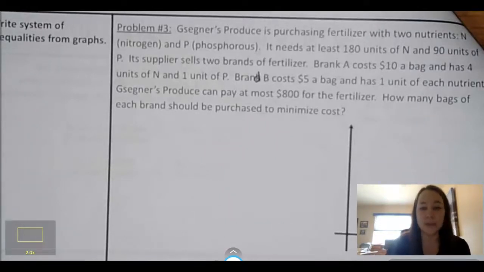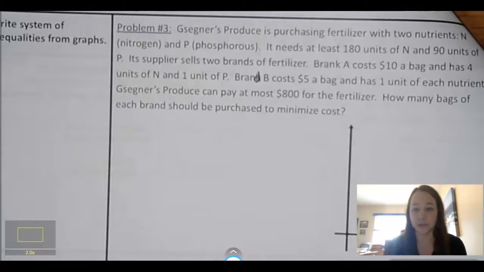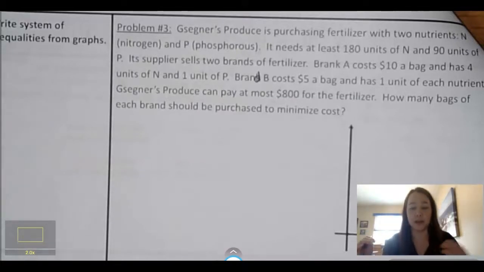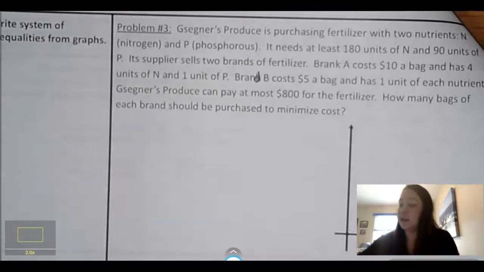Segner's Produce can pay at most $800 for the fertilizer. How many bags of each brand should be purchased to minimize cost? Okay, so first thing we want to do is convert all this information into a set of inequalities that we can work with.